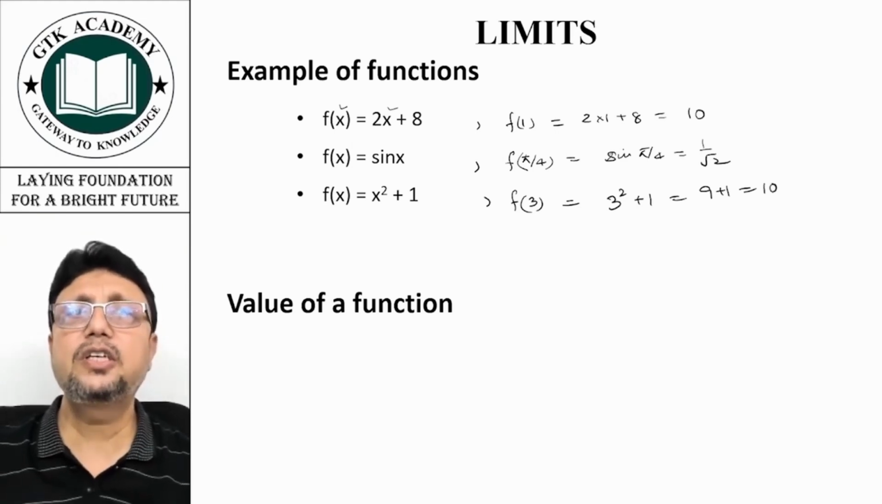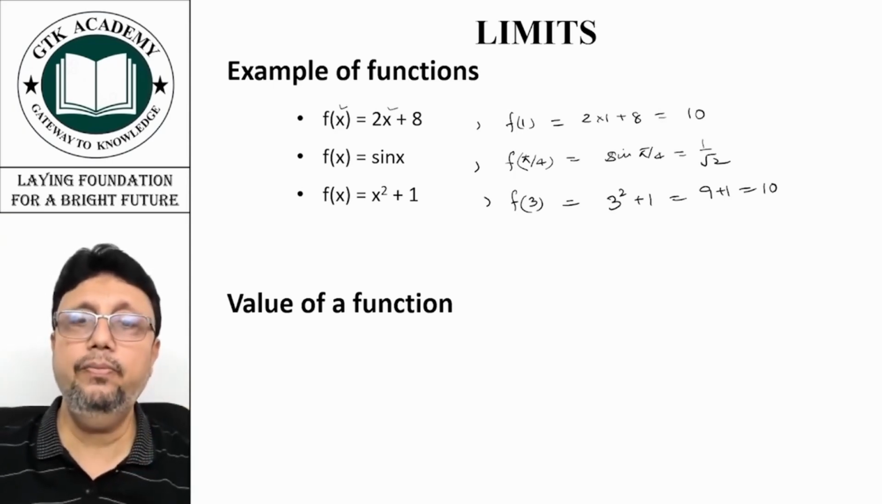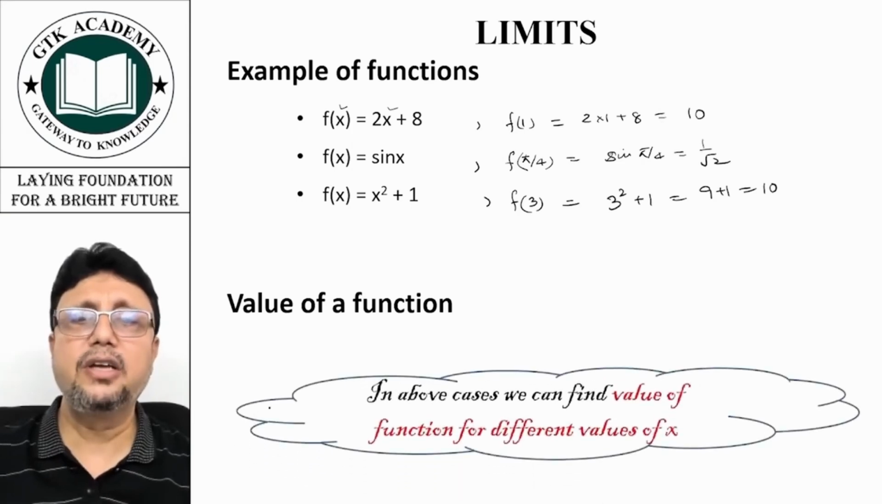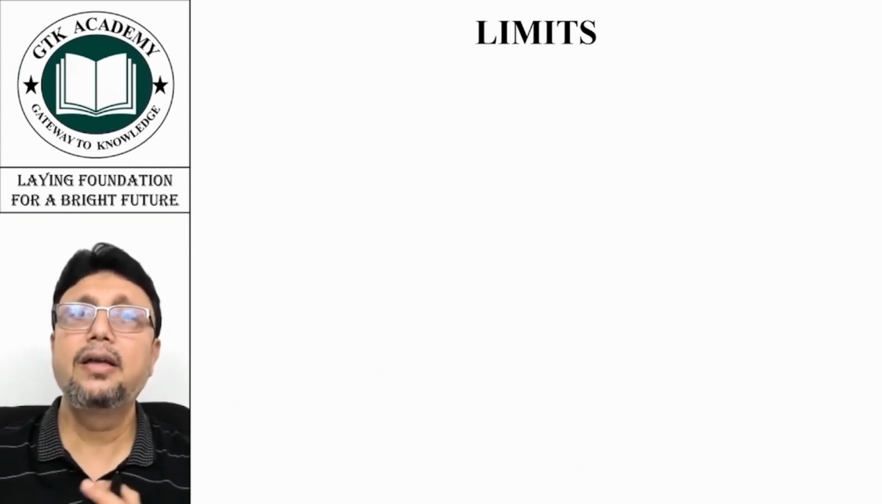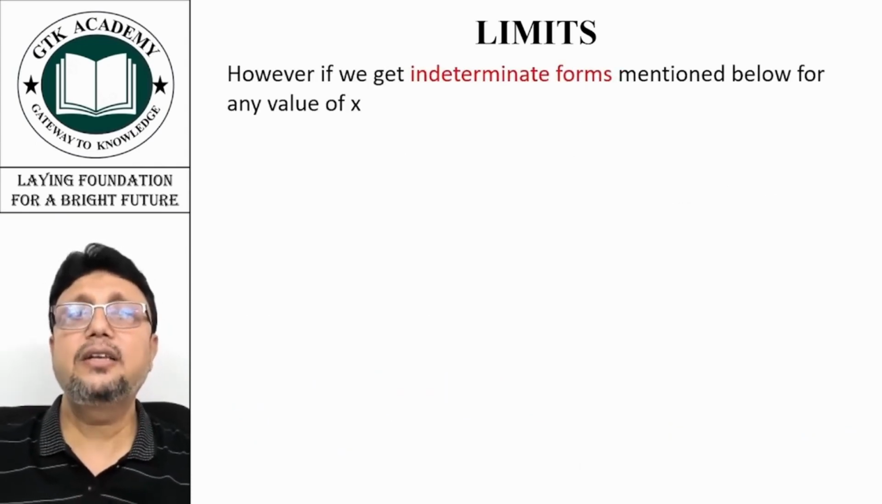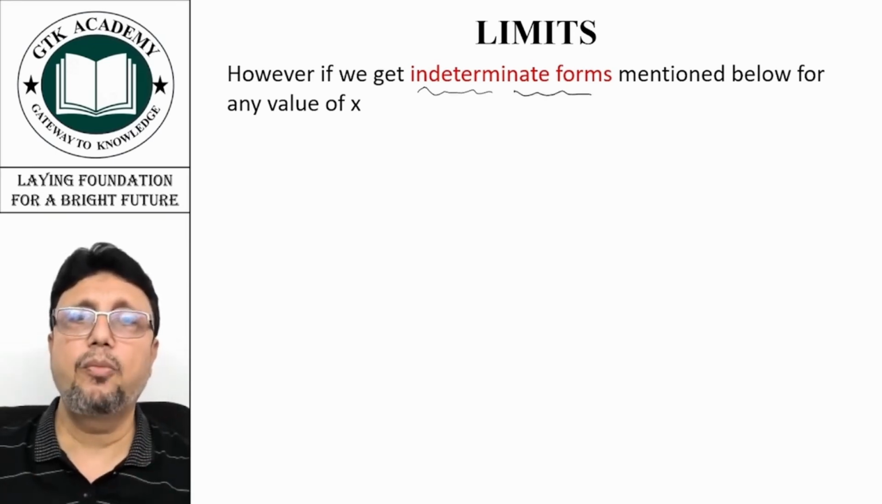Here what we have done is just put a value of x and we got the value of the function for that value of x. So in all these above cases, we can find the value of the function for different values of x. But this is not possible every time. Why? If we get some indeterminate form on putting the value of x, suppose the function assumes an indeterminate form.